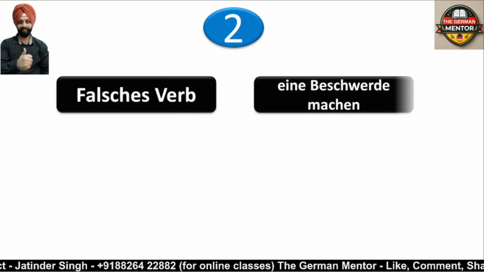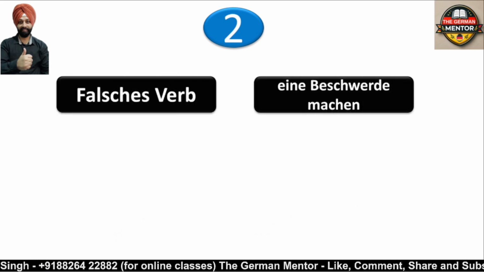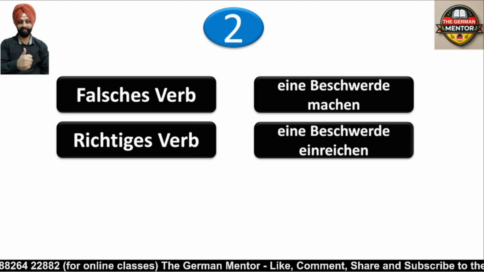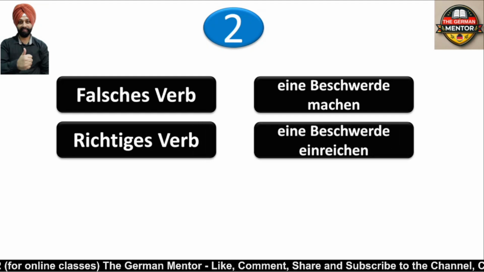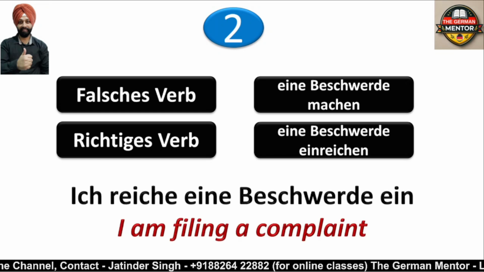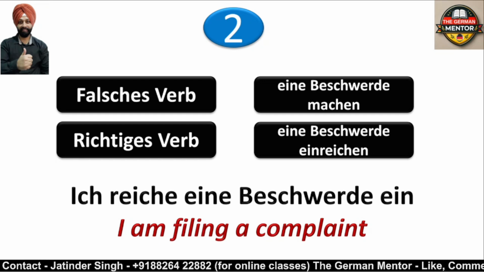Nummer 2, the next one. Falsches Verb combination: eine Beschwerde machen. This is wrong, friends. The correct one is richtiges Verb: eine Beschwerde einreichen. So you need to use the verb einreichen instead of machen. Zum Beispiel, ich reiche eine Beschwerde ein. I am filing a complaint. Einreichen is a separable verb and we know that in a separable verb we need to break the prefix and put it at the end of the sentence. So the correct combination is eine Beschwerde einreichen.